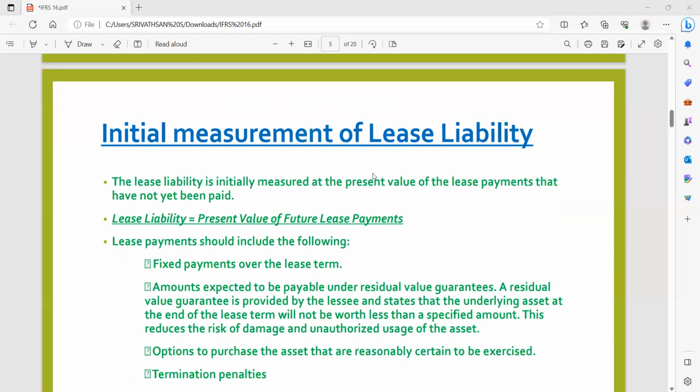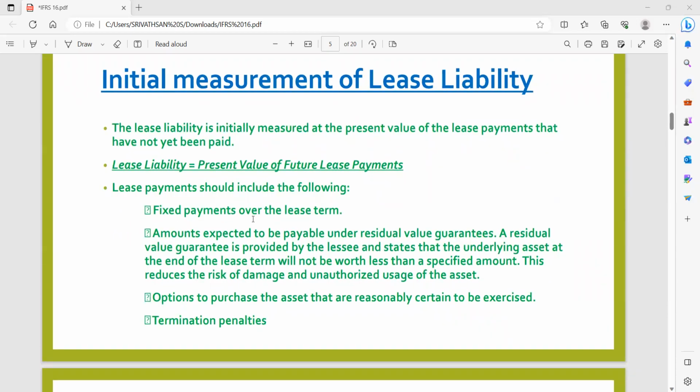Here we are going to discuss how to measure the lease liability. So lease liability is initially measured at the present value of lease payments that have not yet been paid. So to put it simply, lease liability is equal to present value of future lease payments. And this lease payment includes the following, that is fixed payments over the lease term. Let's say that you have agreed with the lessor to pay 5,000 at the end of every month for the next 5 years, or 5,000 at the beginning of every month for the next 5 years. So this is a fixed payment that you are supposed to pay to the lessor.